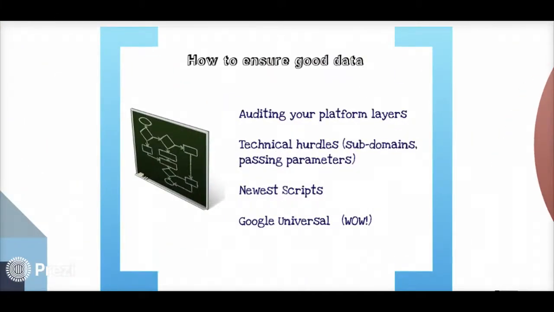Now, how do you ensure good data? You really want to audit your platform layers, make sure that you're passing parameters within your subdomains and other related domains, and that you're using the newest scripts, which is Google Universal, and provides great new technology to help with omni-channel attribution and other challenges that brand marketers are facing today.